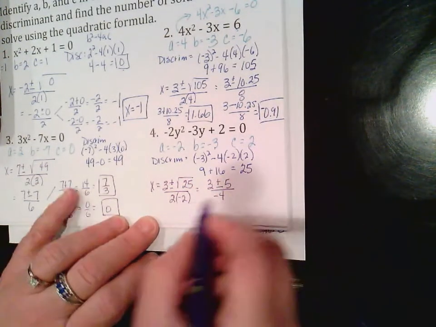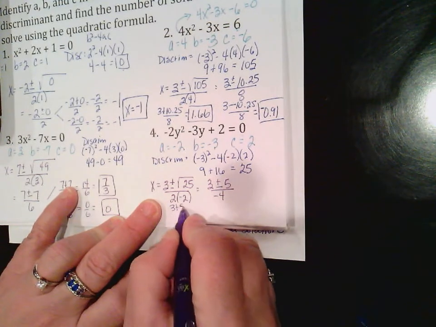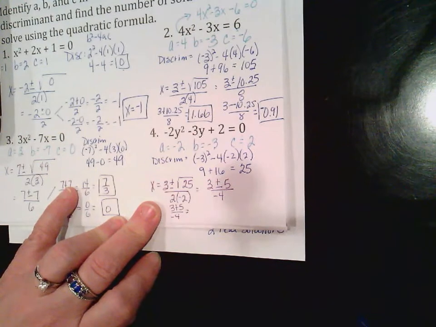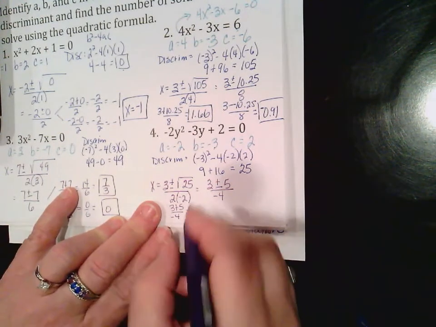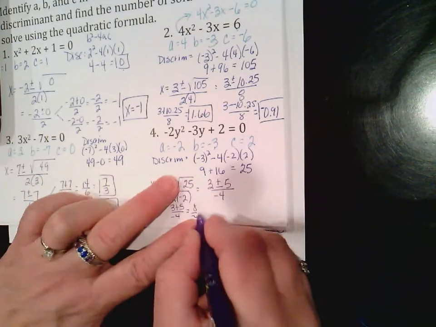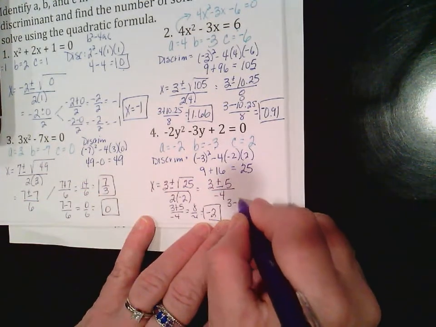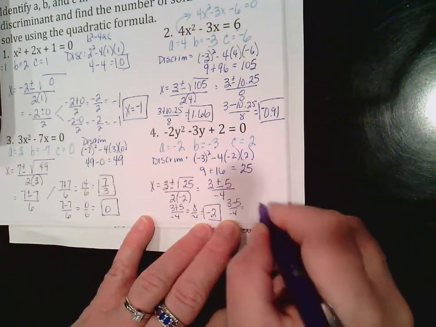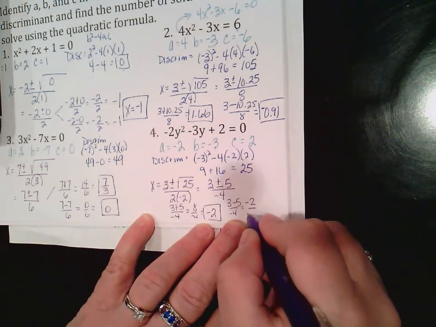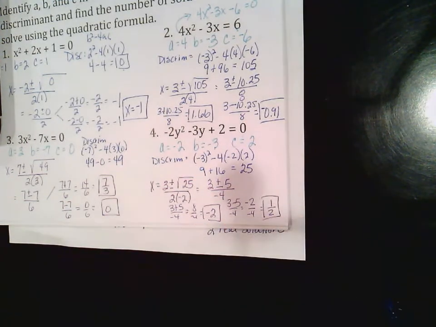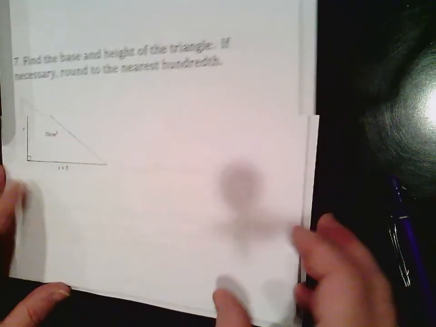So my two solutions are 3 plus 5 divided by -4. 3 plus 5 divided by -4 is going to be 8 over -4, which is -2. That's one solution. And the other is going to be 3 minus 5 over -4. 3 minus 5 is -2. And -2 over -4 is a positive 1/2. That's my other solution. Hope you guys are getting the hang of this now. Okay, let's do 5 and 6.